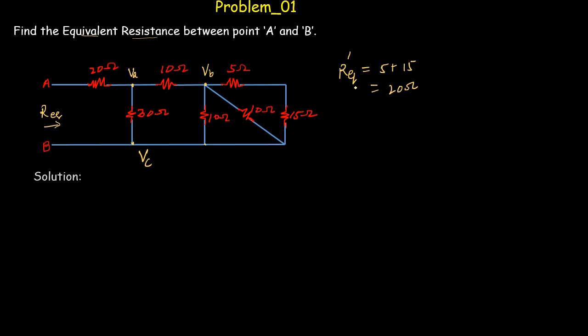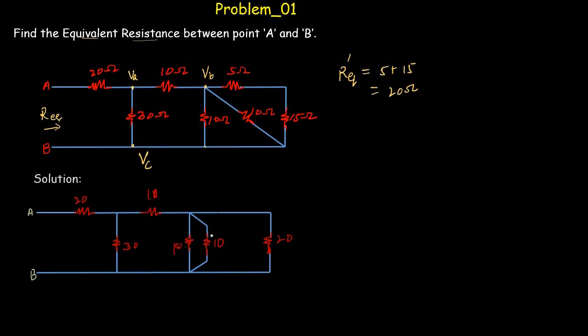Now for simplification purposes, we can connect the lower end of this 10 ohm resistor to this point, because the potential at this point is the same as the potential at this point. So the simplified version of this whole network is given as. So for the understanding purposes, we can connect the lower end of this 10 ohm resistor to this point.